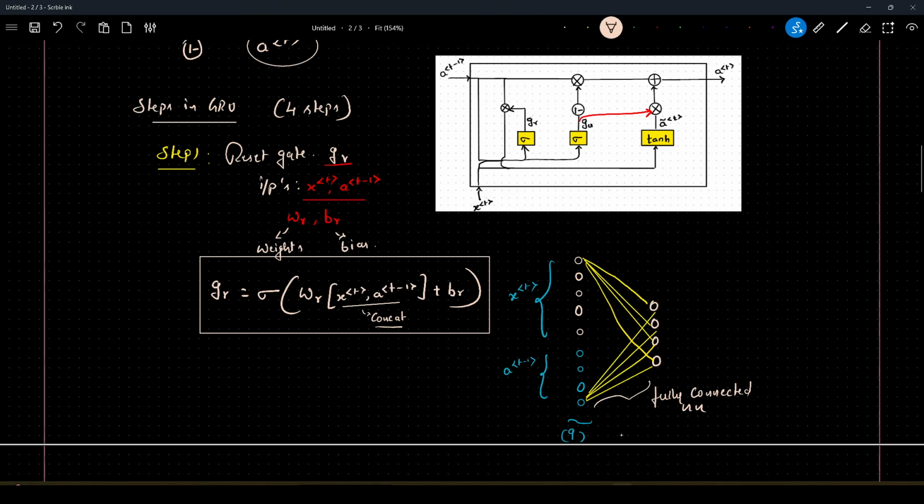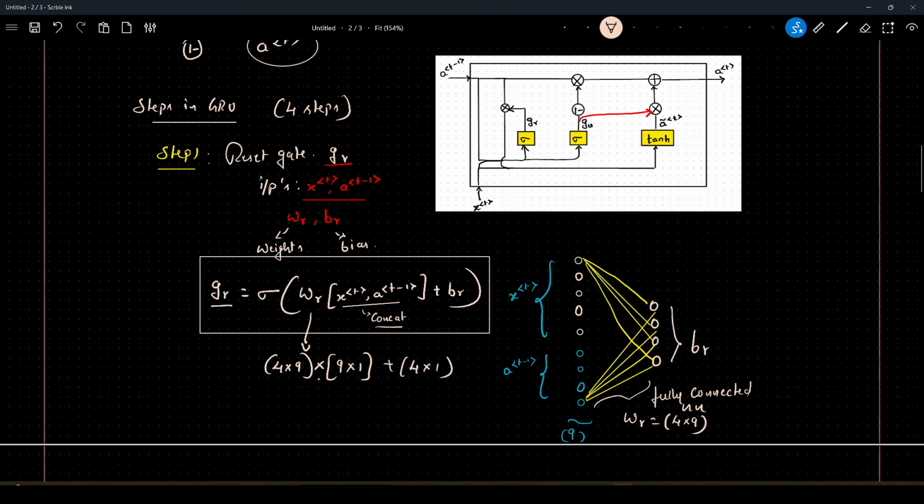Now, since this is a neural network, it will have weights associated. Now we are calculating GR. Let's call that weight WR, and the size of this will be 4 by 9. Now let's work out the dimensions. Dimension of this is 4 cross 9, and this is 9 cross 1, and plus bias. This will have the bias, let's call it BR. So it will be of dimension 4 cross 1.